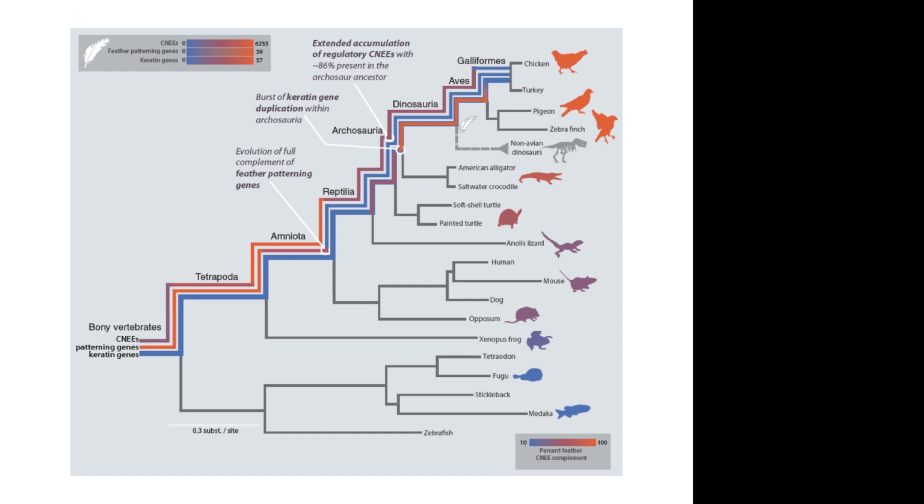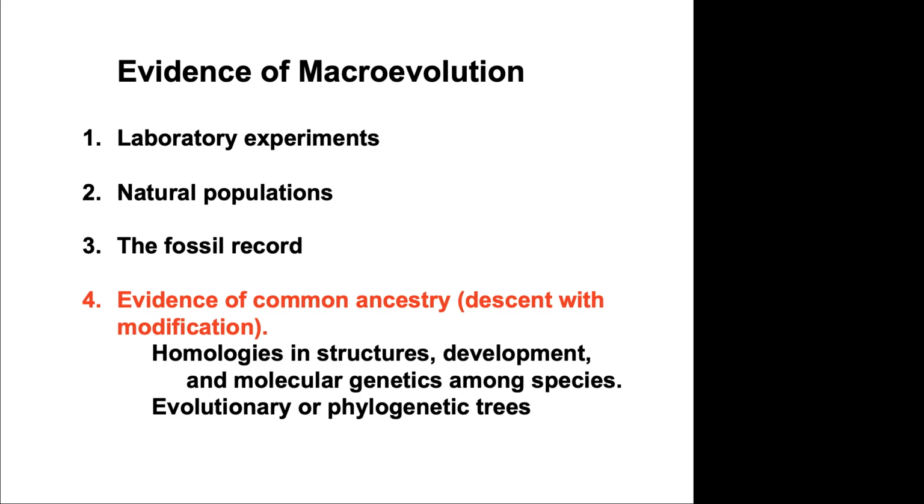So essentially, this is one of the things that you often find in evolution, is that in this case, before there were feathers, the genes to finally make feathers were already there long before they were necessary in those organisms. The final piece of evidence for macroevolution is evidence of common ancestry, homologies of structure, etc., and evolutionary and phylogenetic trees, tying things together, using gene sequences usually.